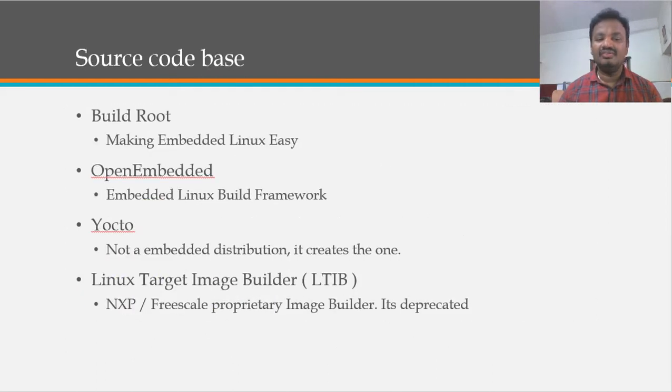And then we have the source code base, and we have different source code bases available. Something like Buildroot, which is making embedded Linux easier, and the Open Embedded Linux build framework, and Yocto. Yocto is not an embedded distribution, it helps to create one basically. And Linux Target Image Builder, this is the NXP Freescale proprietary image builder. It's deprecated basically, and we are not using that one.